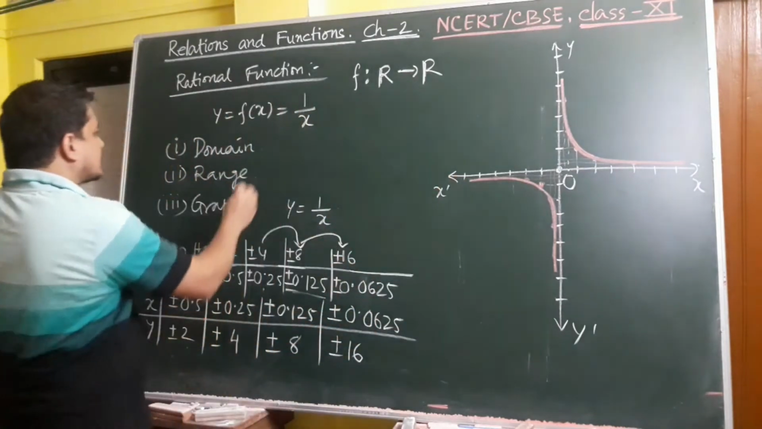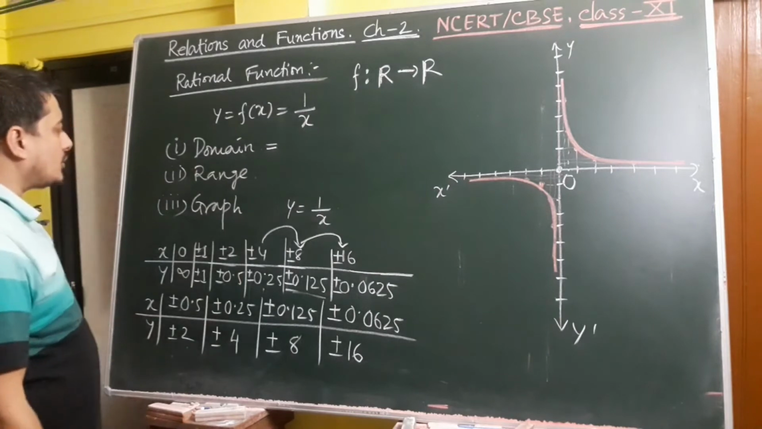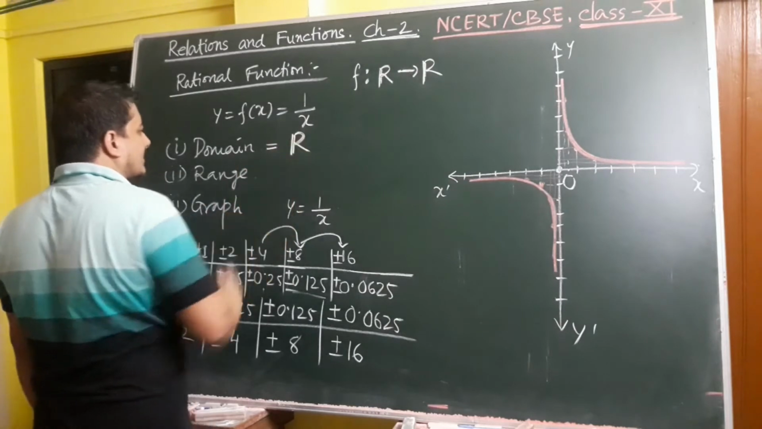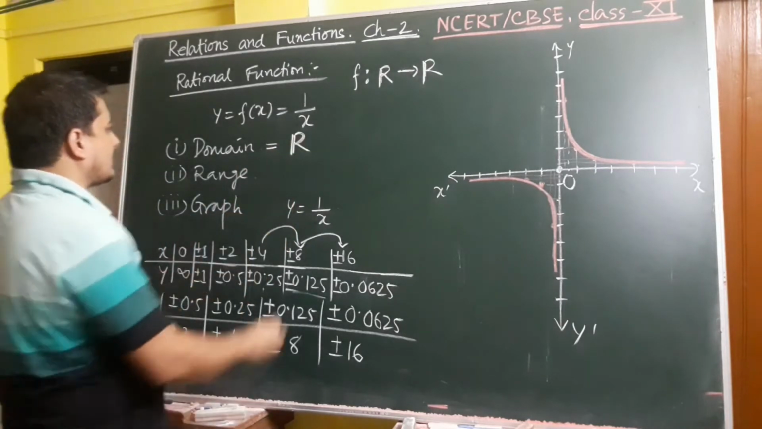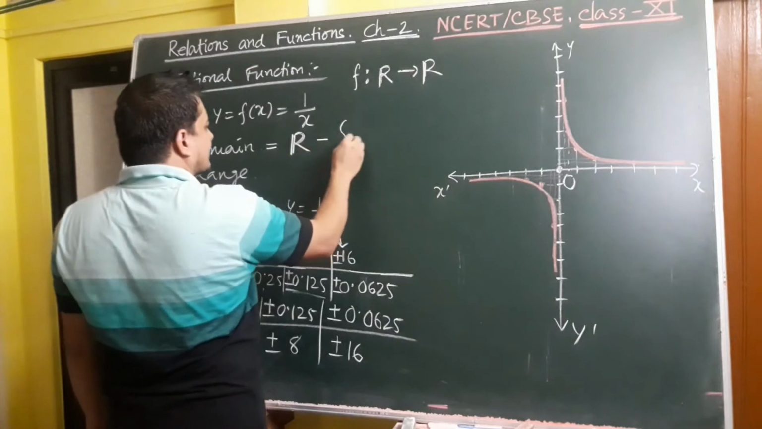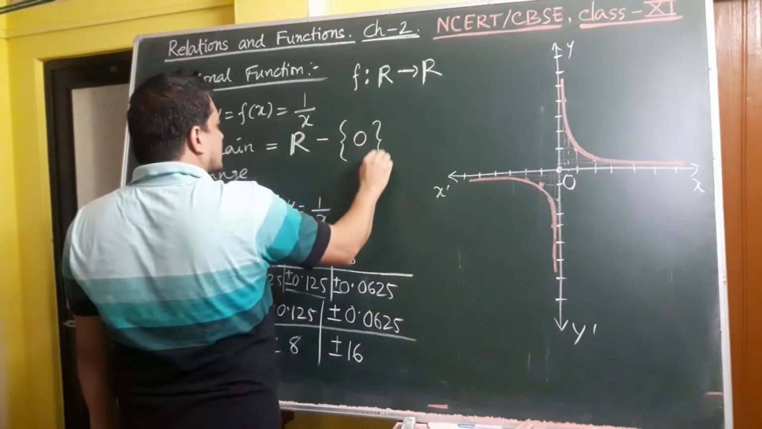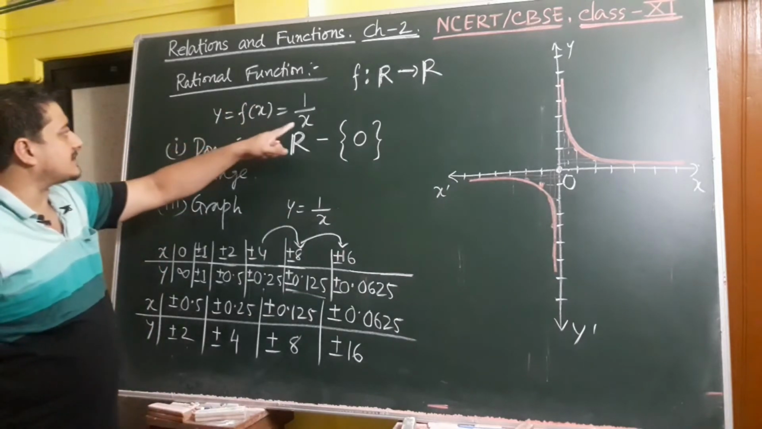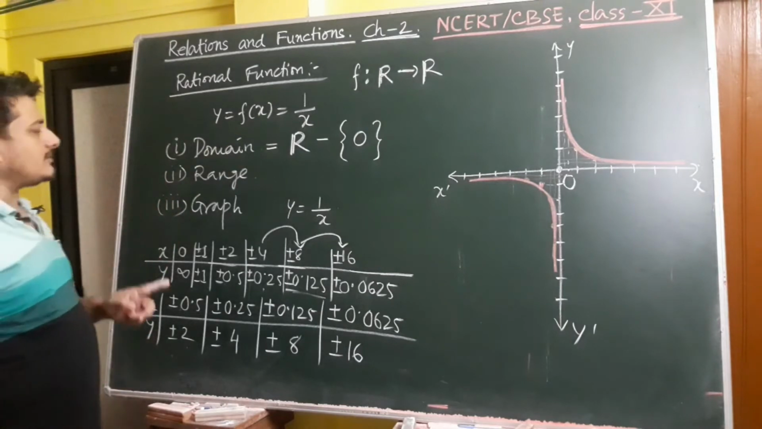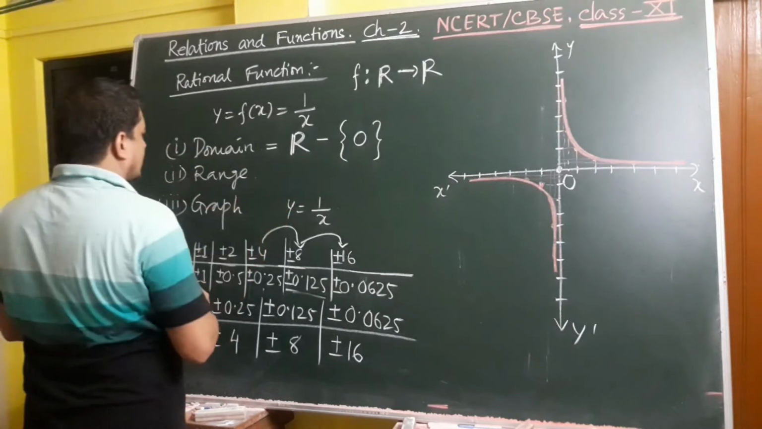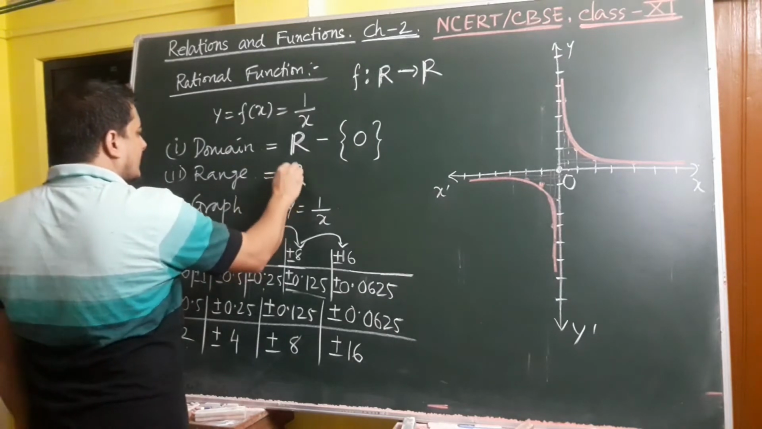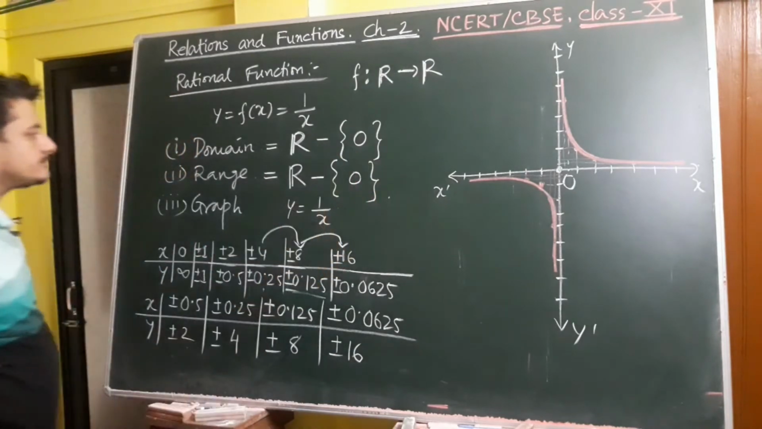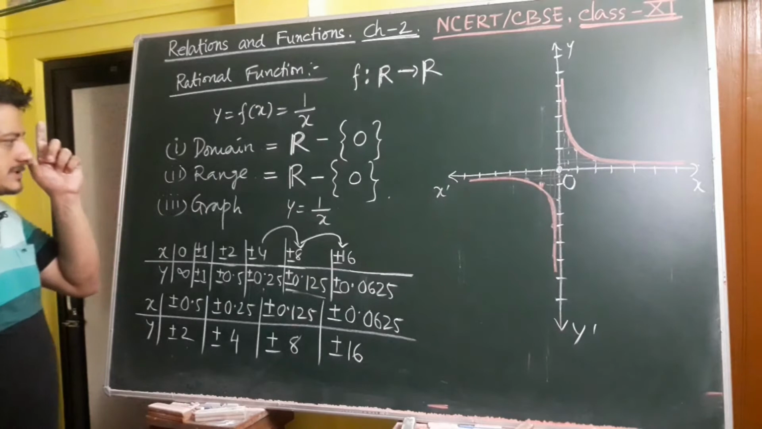I'll tell you how. See the domain. So what will be the domain? Domain will be the whole of R, the set of all real numbers, except this 0 value. So I shall subtract this 0. So this is the domain of this rational function, 1 upon x. And what will be the range? Range will also be the same: the set of all real numbers, and you subtract this 0.